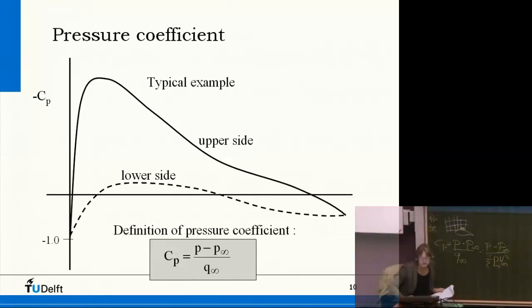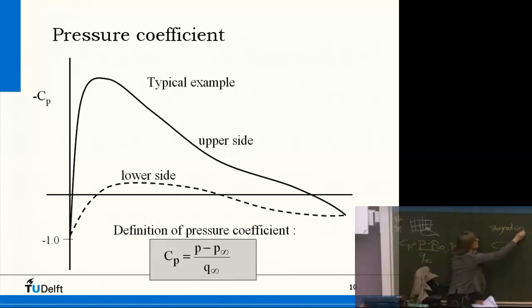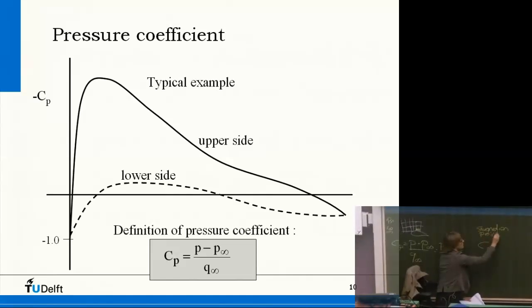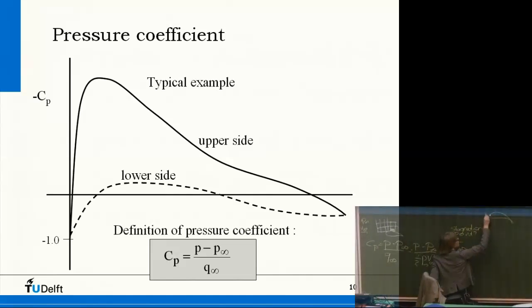So any idea what this value is in the stagnation point? What is CP in the stagnation point? Yes, 0? Oh, okay, let's do it. With stagnation point, it's up here, so then V is 0. No, it's neither. It's not 0 and it's not a maximum. It's infinite.